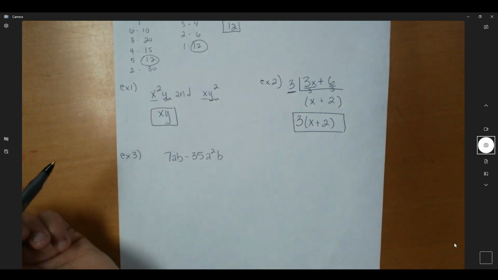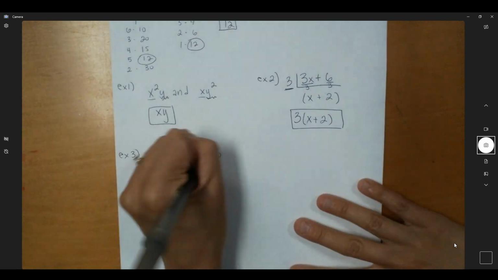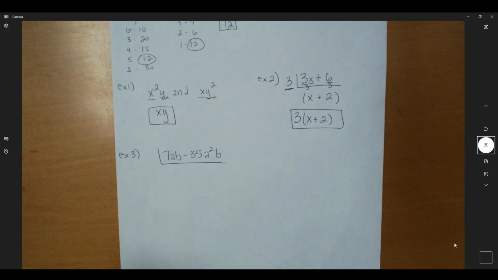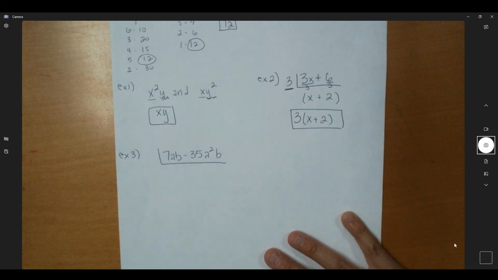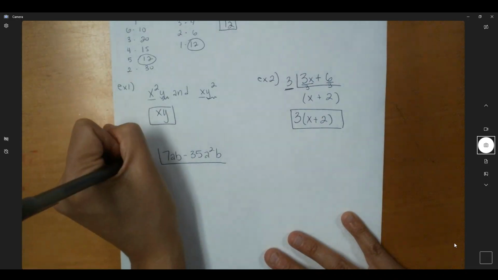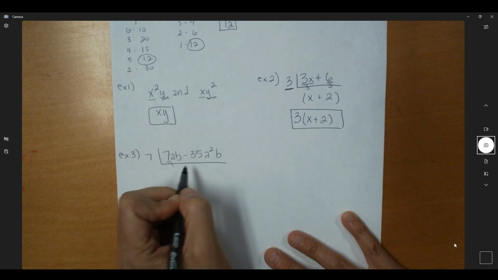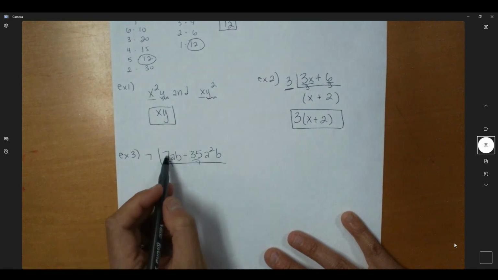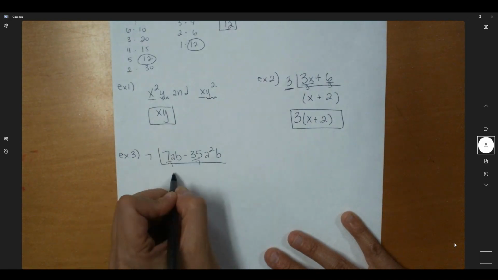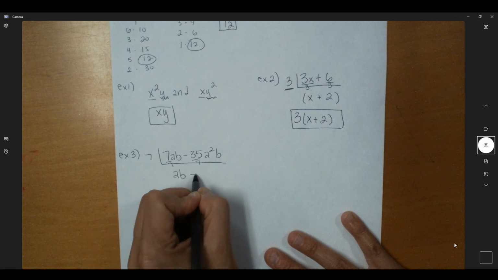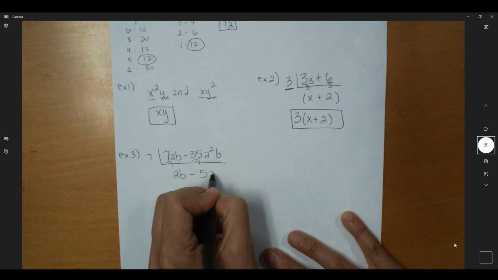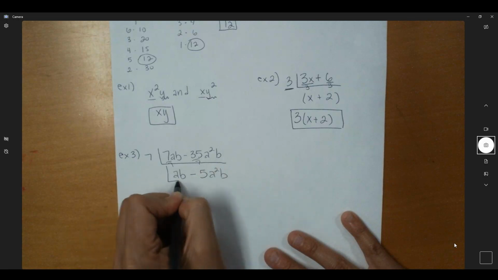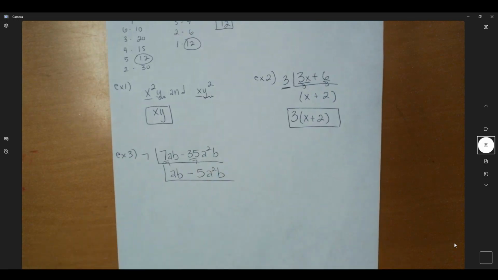Okay, so we're going to go through numbers first, then we'll do each variable separately, even if you could do it in your head. So if I look at the numbers, I know 7 can be taken out of both of those. So I'm going to take a 7 out. And when I divide by 7, this is just 1, so I'm just going to write AB. And then minus 35 divided by 7 is 5A squared B. Now I'm going to keep going with the hockey stick method because I can take out a variable.